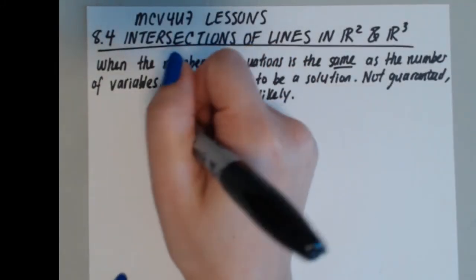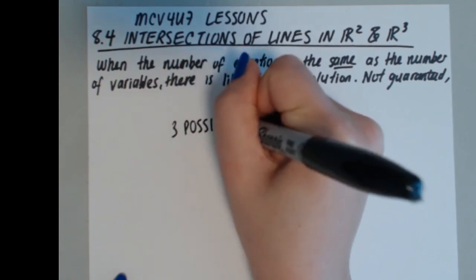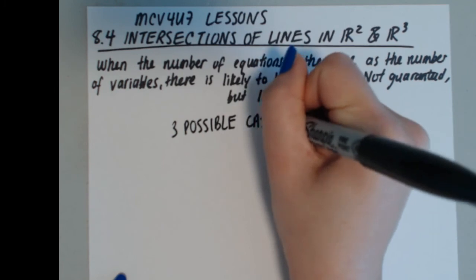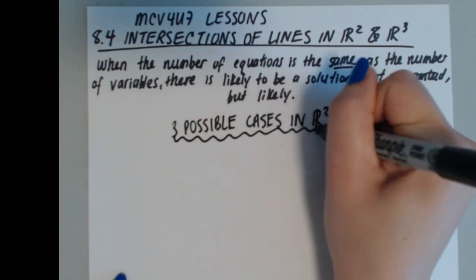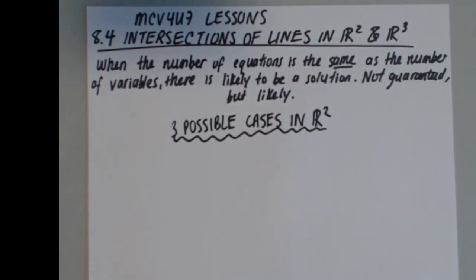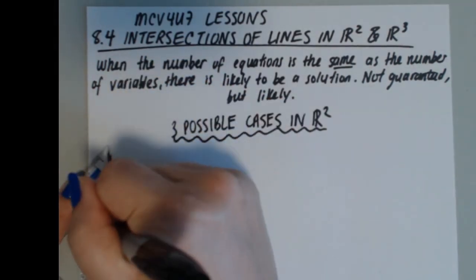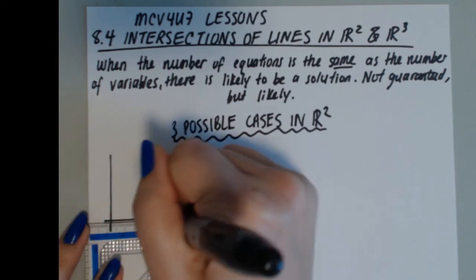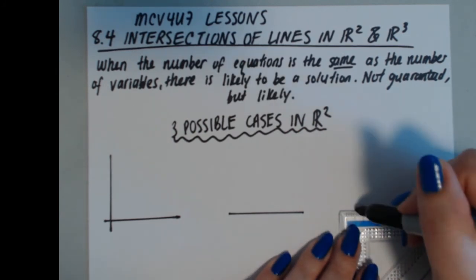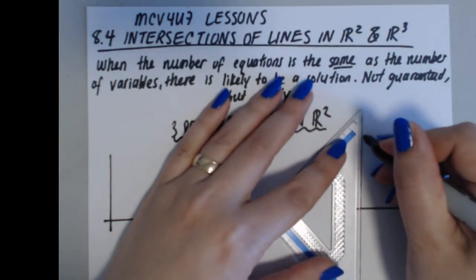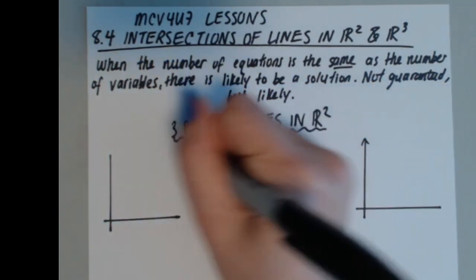And we're going to start off in R2, two-dimensional space. And in two-dimensional space, there are three possible cases. Okay, so again, R2 means two-dimensional space. All right, so go ahead, grab your ruler and sketch out three Cartesian coordinate systems, but only the first quadrant. I'm just going to sketch them here next to each other. All right, and label your axes as always.